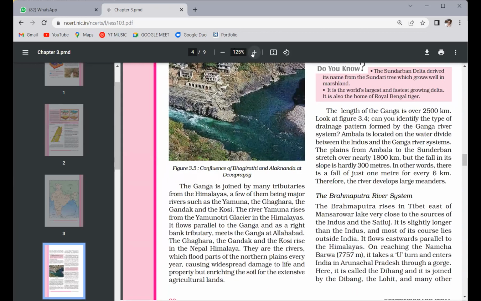Shall read, beta. Ambala is located on the water divide between the Indus and the Ganga river systems. The plains from Ambala to the Sundarban stretch over nearly 1800 kilometers. But the fall in its slope is hardly 300 meters. In other words, there is a fall of just 1 meter for every 6 kilometers. Therefore, the river develops large meanders.